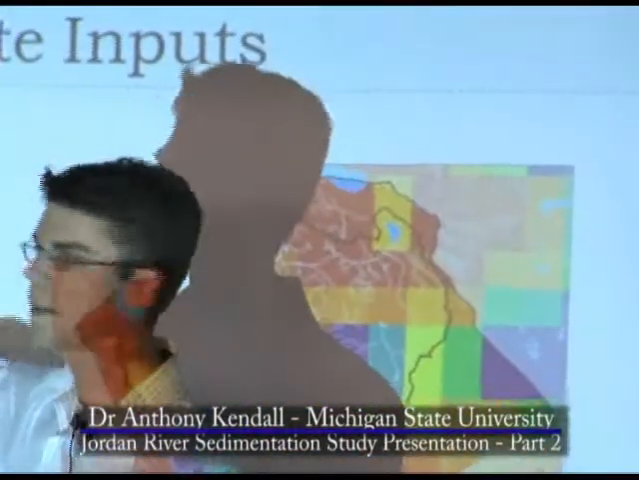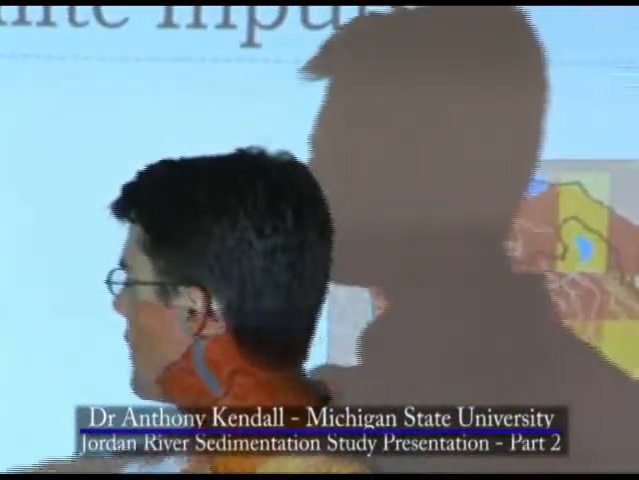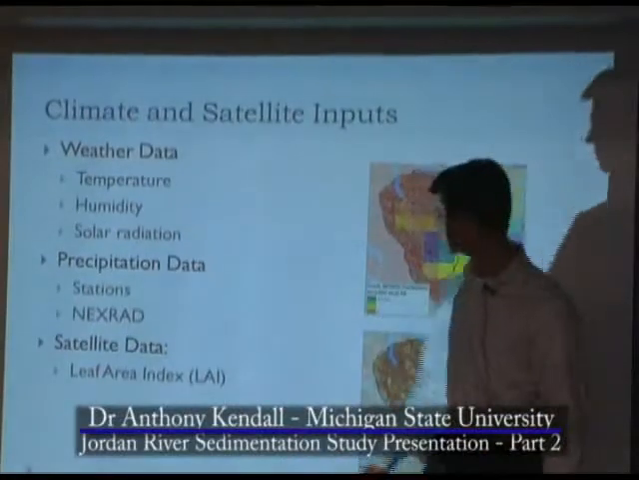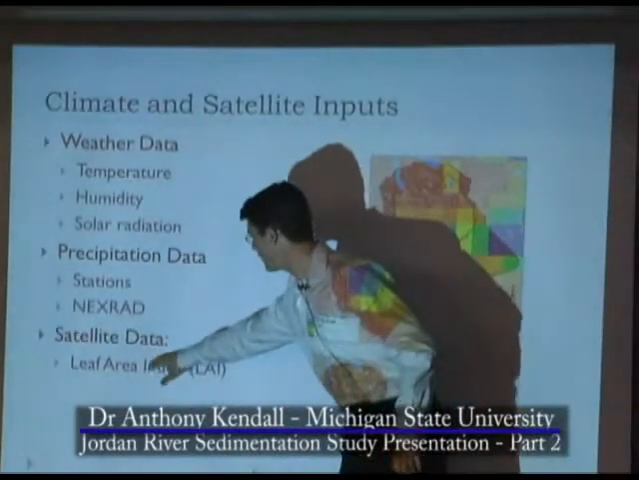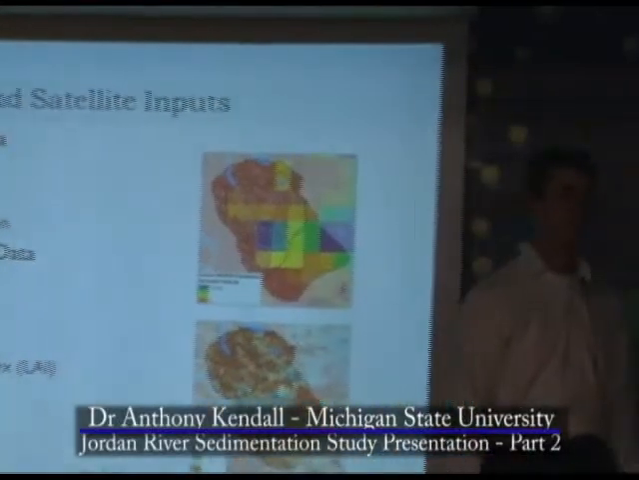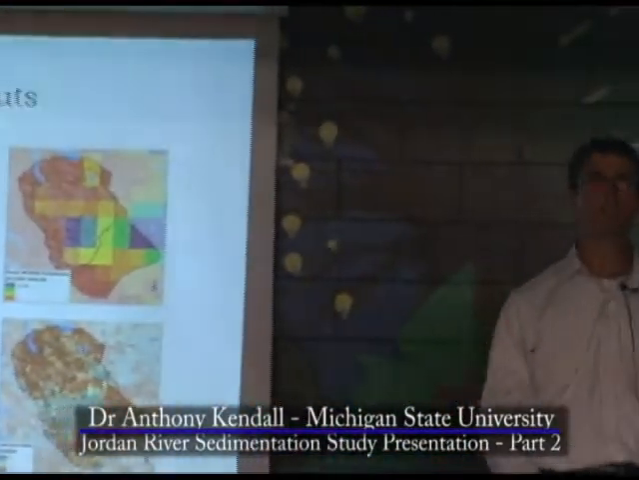We also use a number of climate and satellite inputs, so we use weather data from stations, like temperature, humidity, solar radiation. And then we get precip data also from stations, but we also get it from radar, from NEXRAD. And then satellite data, one key input is something called the leaf area index. And the leaf area index just says, if I look up, how many leaves do I see above me? That's essentially what it's asking.